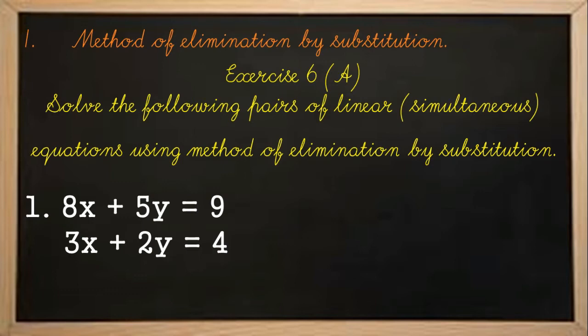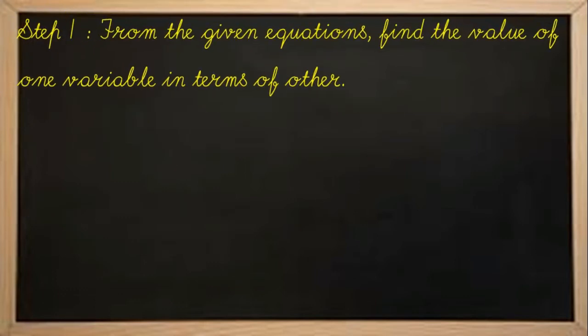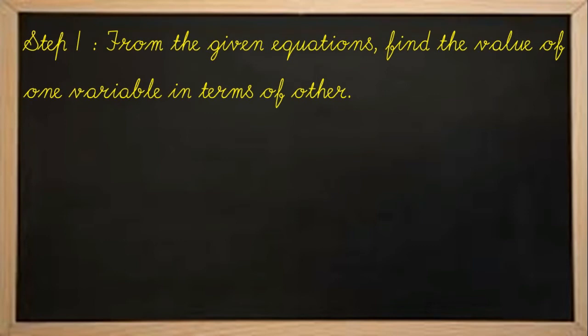So method of elimination by substitution, basically there are three steps which we need to follow to find the solution for the given equation. How many steps are there? There are three steps. What is the first step? In the first step, from the given equations, find the value of one variable in terms of the other. That means there are two equations. Simultaneous linear equations means there should be two equations.